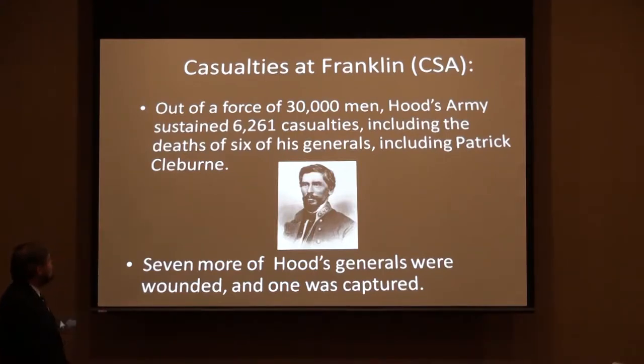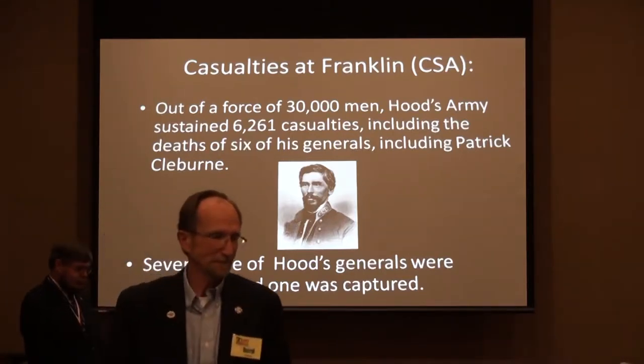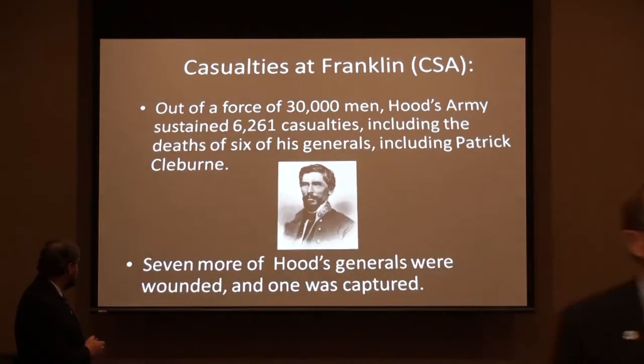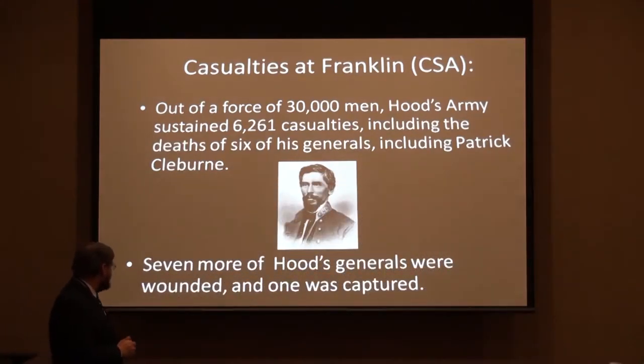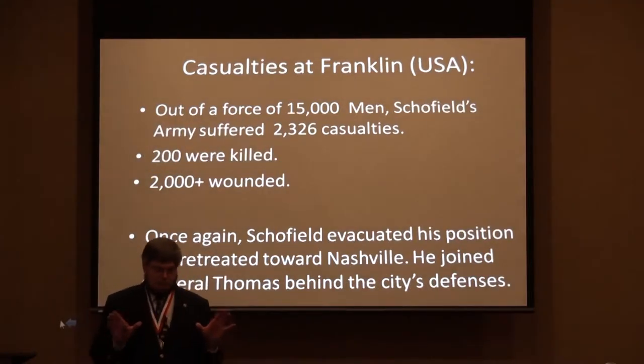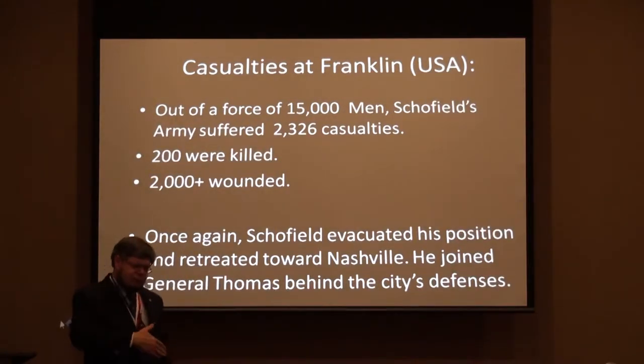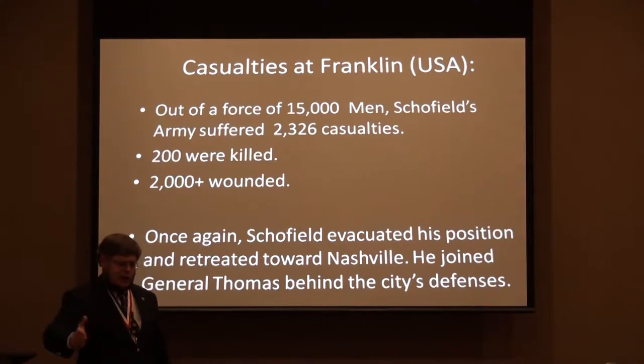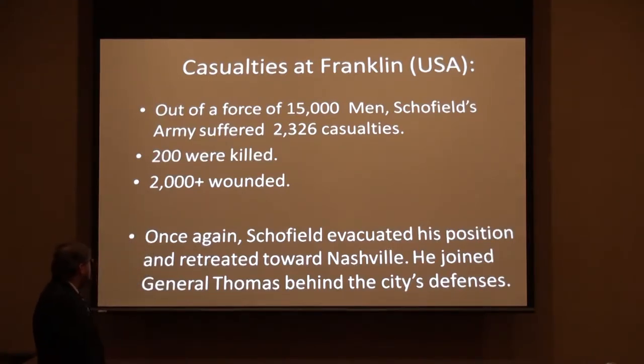But out of a force of 30,000 men, Hood's army sustained 6,261 casualties, including the deaths of six of his generals. That story is well known. Seven of Hood's generals were wounded, and one was captured. It was horrible. I mean, major defeat. We haven't got to Nashville yet. But this was a bloodbath.